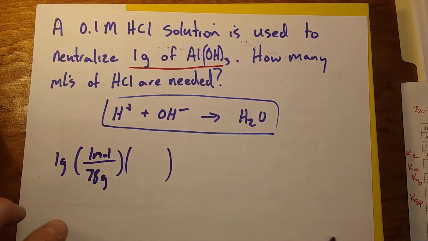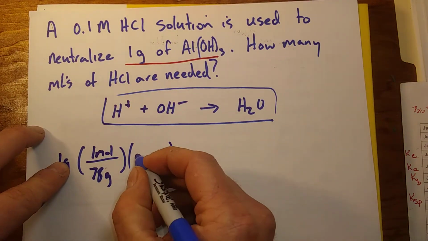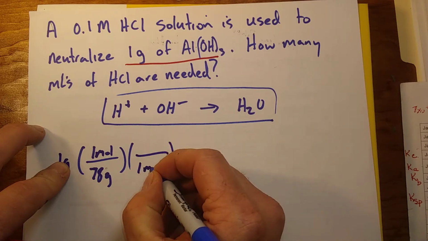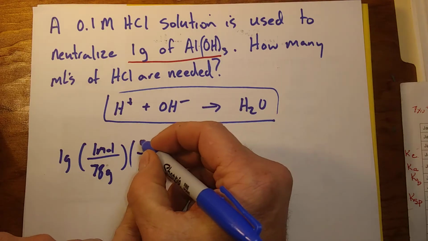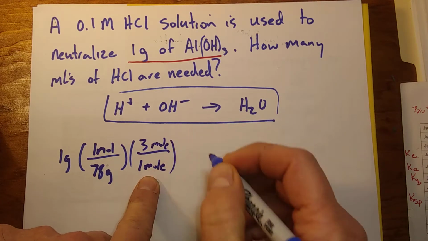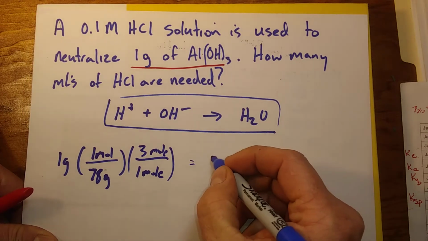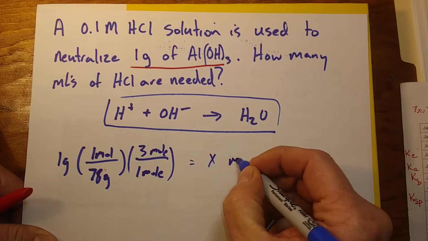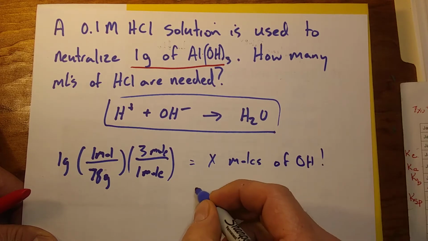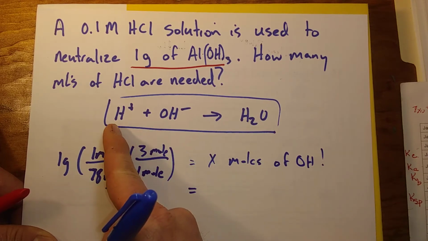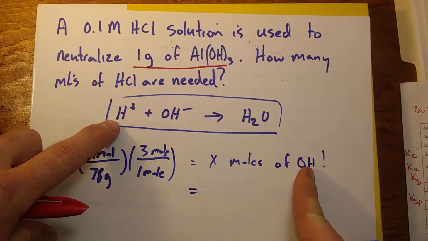But really important conceptually is to remember that for every one of these, I have 3 hydroxy groups. So for every 1 mole of aluminum hydroxide, I would have 3 moles of the OH minus. If I run that calculation, that'll give me the moles of hydroxide. That's also equal to, because this is how much we're going to use of that solution, enough to give us the same mole amount of OH.